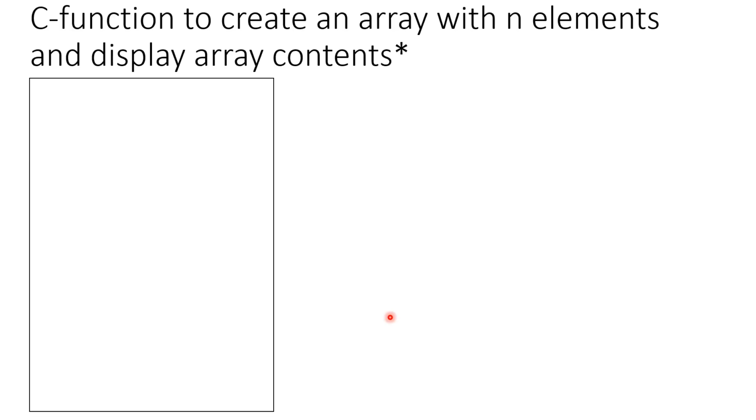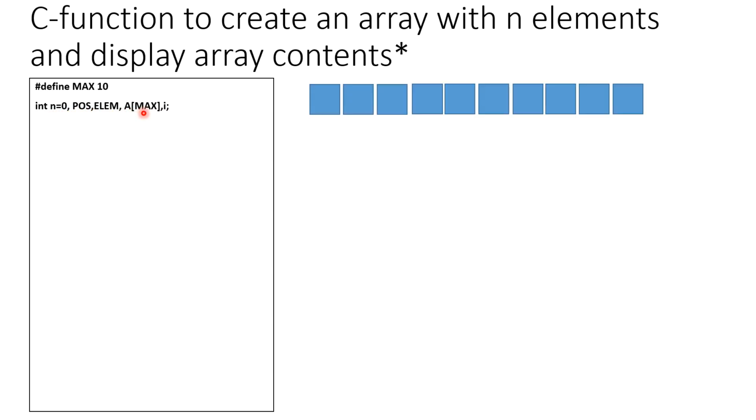Next operation, same thing. Write a C function, not the complete program, a function to create an array with n elements and display array contents. Okay, now we'll assume array size is 10. Initially, at the time of creation, we don't have any elements, so we'll assume n equal to 0. We are going to use these variables, generally. Array A of 10 size.